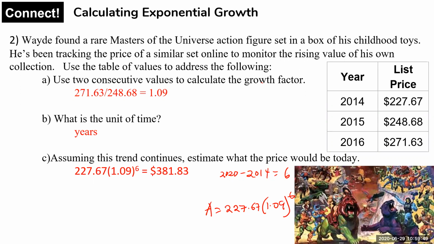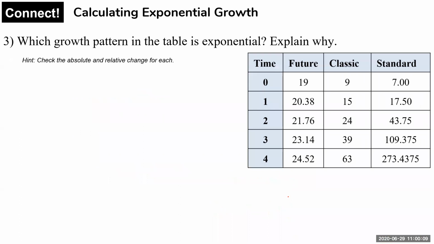Gucci. Makes sense, right? Excellent. So when you're asked to estimate the price for a projected year, what you have to do is find the year difference, okay? And that becomes the value of your T, and you put it as your exponent. Okay, nice.